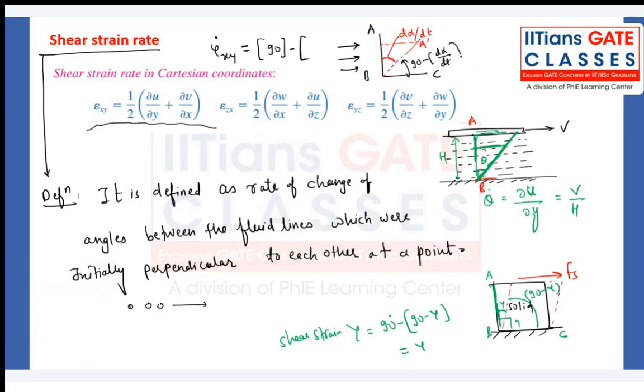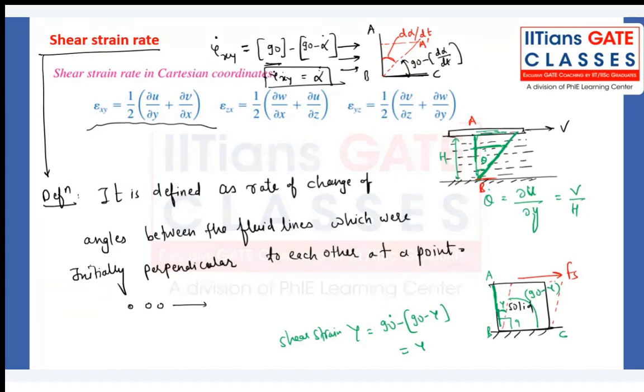So in this case, what we can write? 90 is the initial angle. The final angle between these two lines is 90 minus alpha dot. So what is the strain rate in the xy plane? Alpha dot will be my strain rate in the xy plane. So this is one of the very, very important things. Please make a note of it.